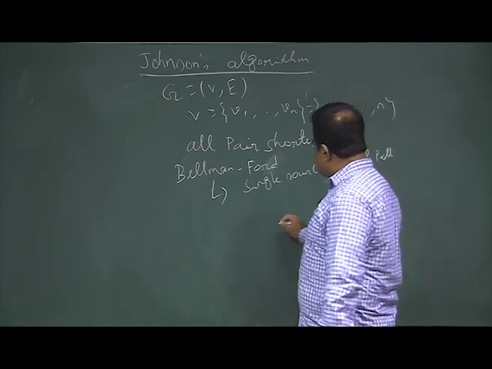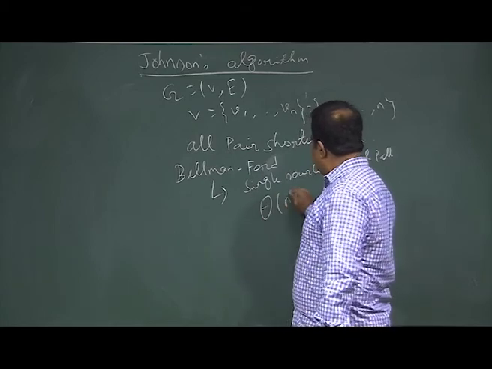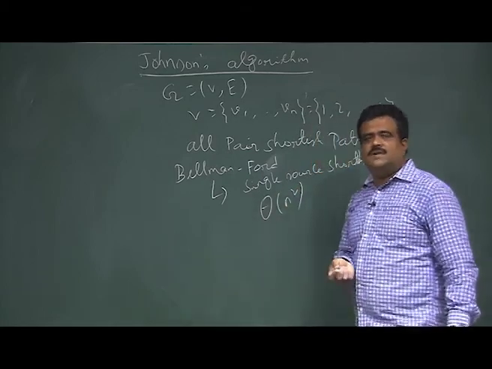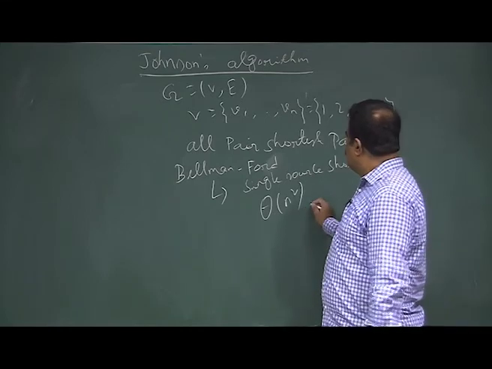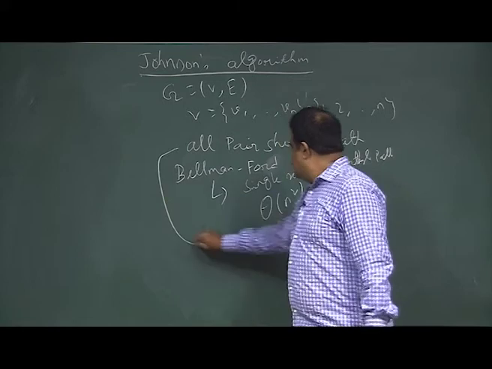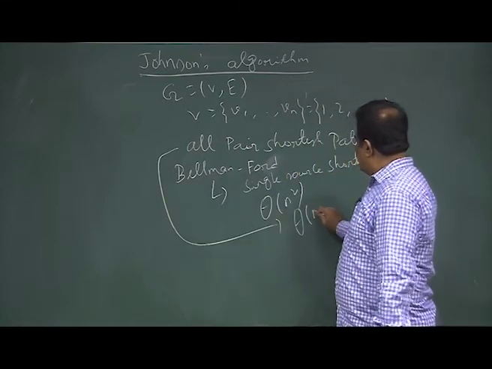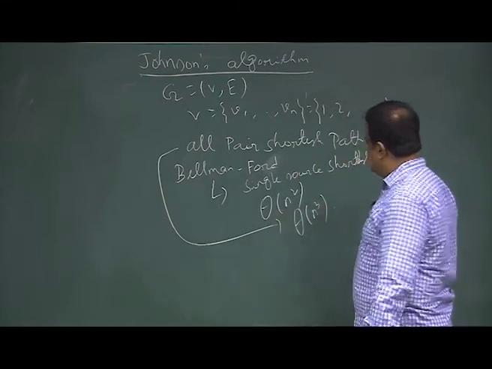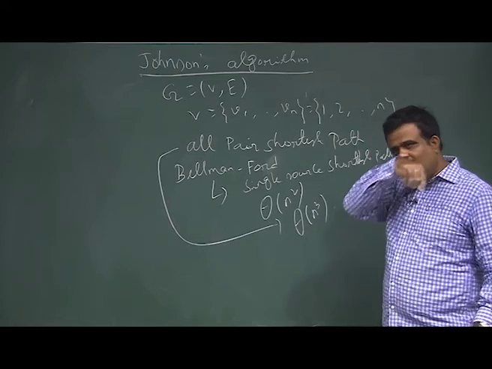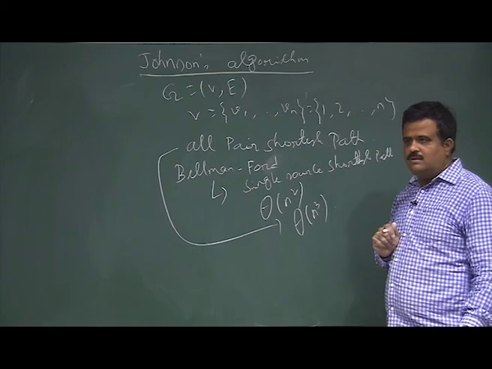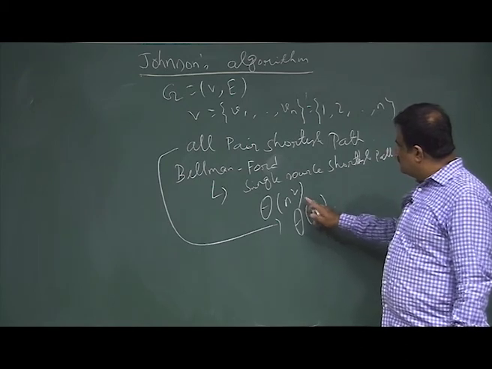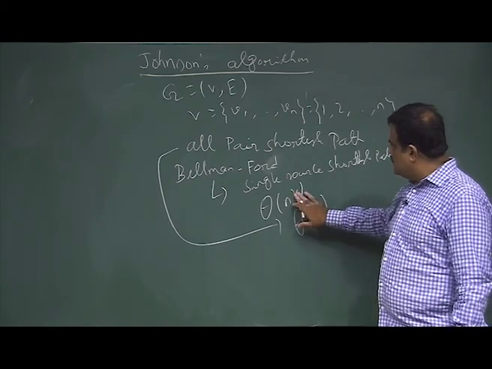Then Bellman-Ford itself will take order of n square for a single source, and we have to run it for all the sources, all the vertices. So this will give us, for all pairs, order of n cube for Bellman-Ford. Okay, so this is not good, as we already have an order n cube algorithm.